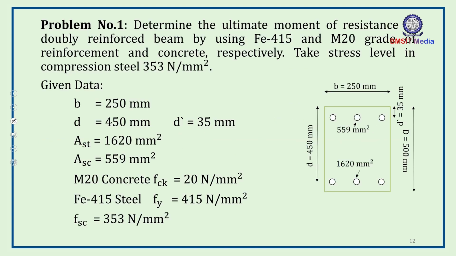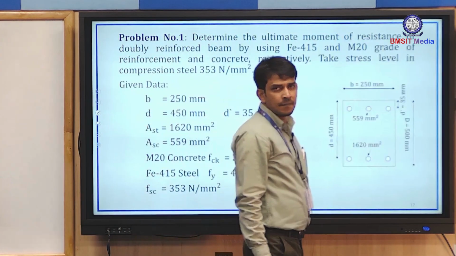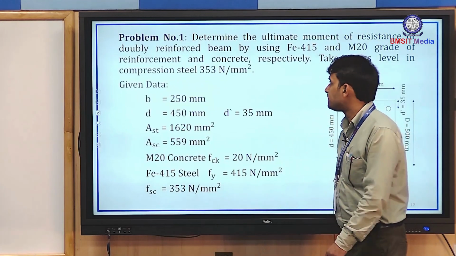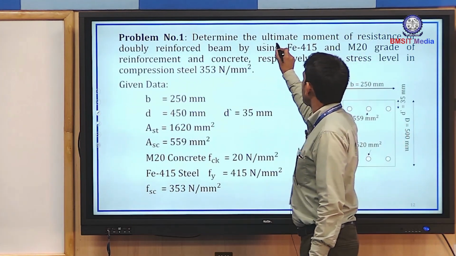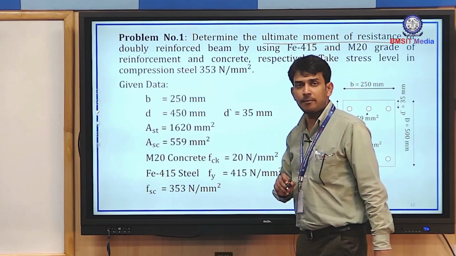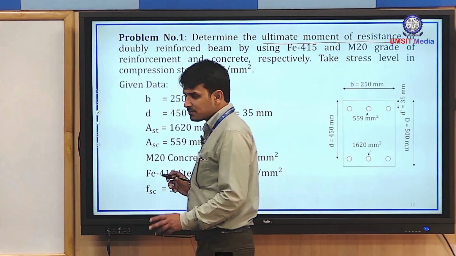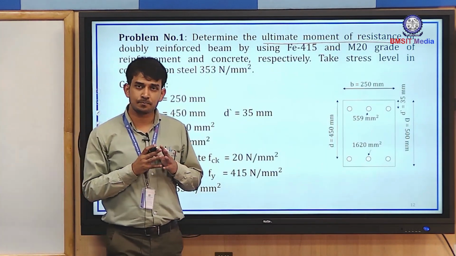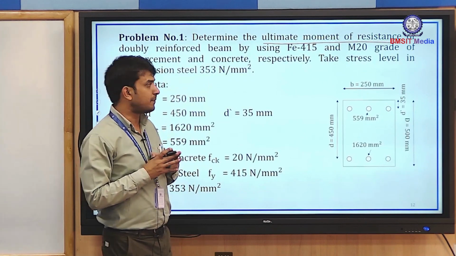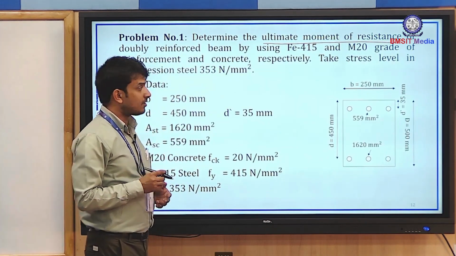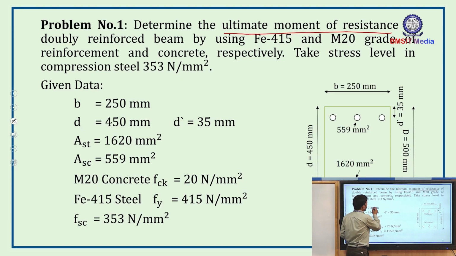Now I will take one problem. Determine the ultimate moment of resistance. We have to calculate the ultimate moment of resistance, which means Mu we have to calculate. So directly it comes to my mind that this problem belongs to the analysis of beam. Now which beam is it? It is the doubly reinforced beam, it is already written doubly reinforced beam.